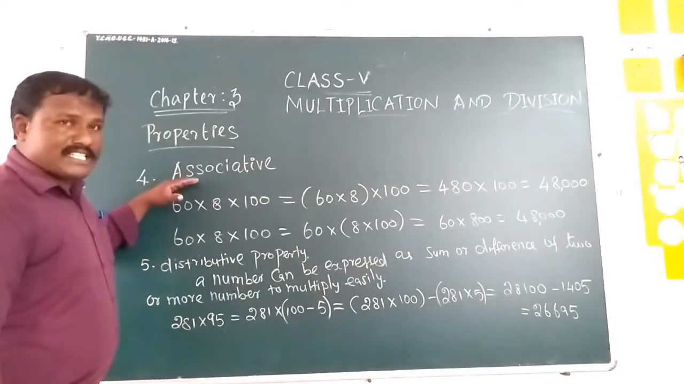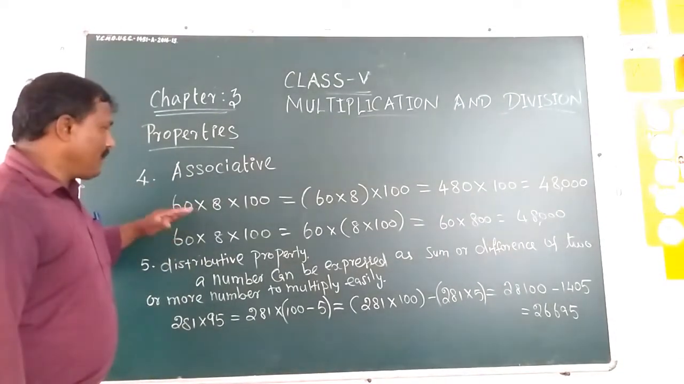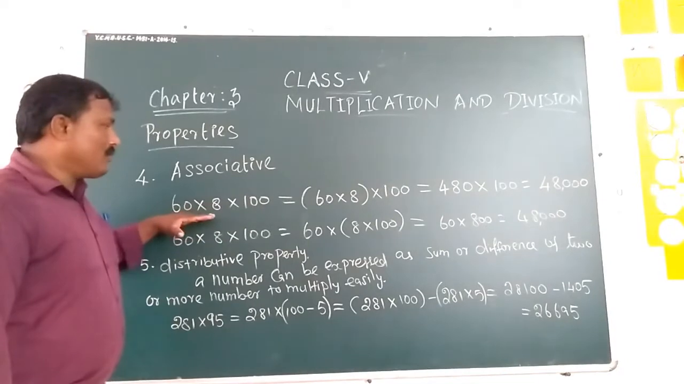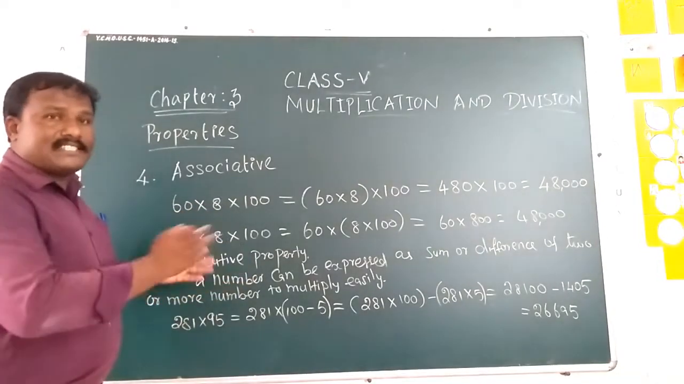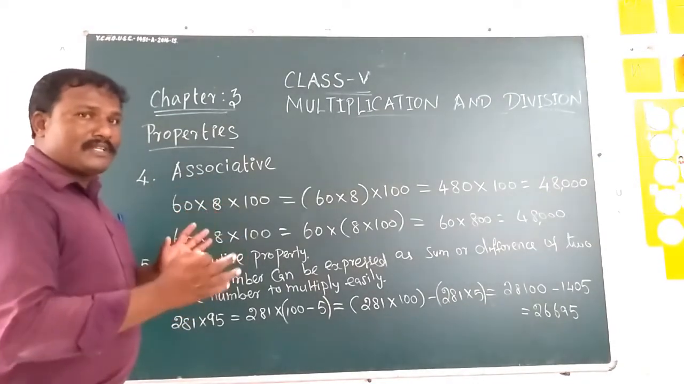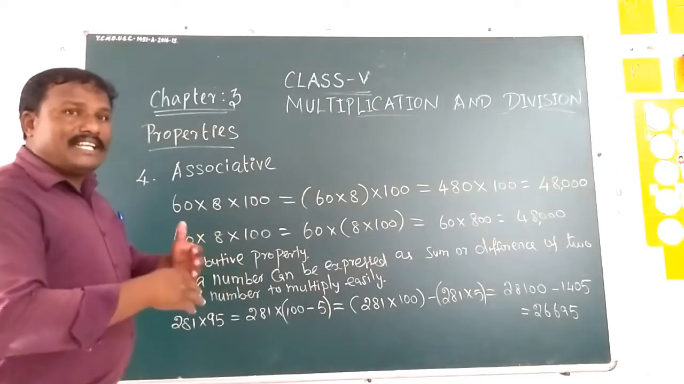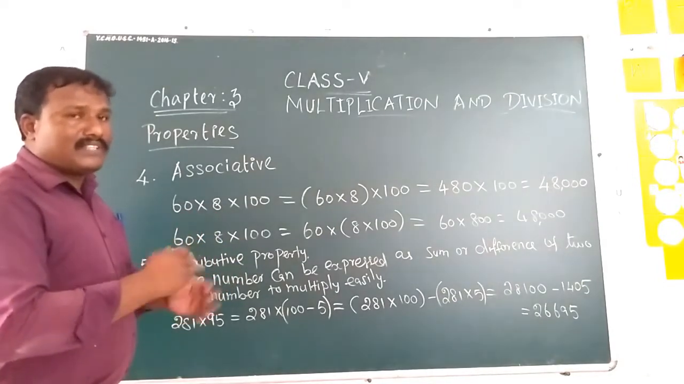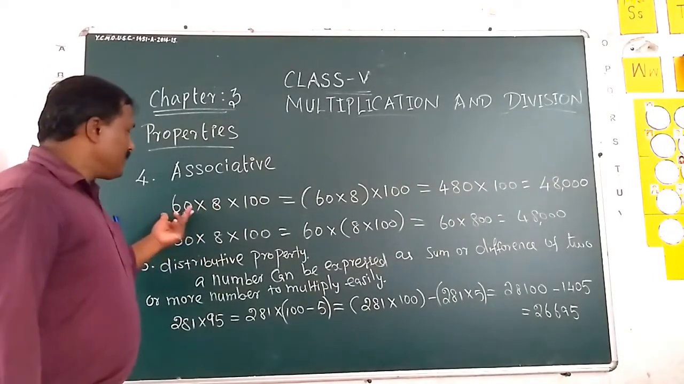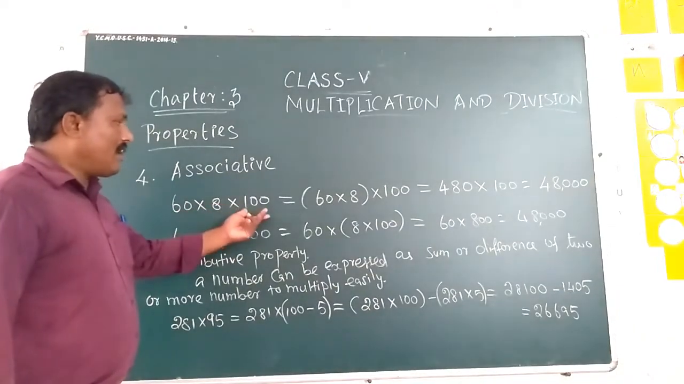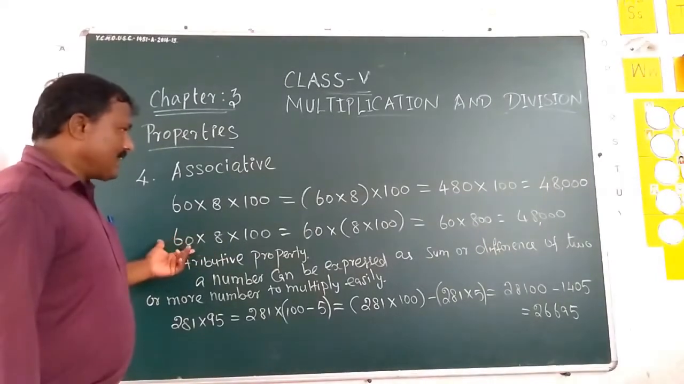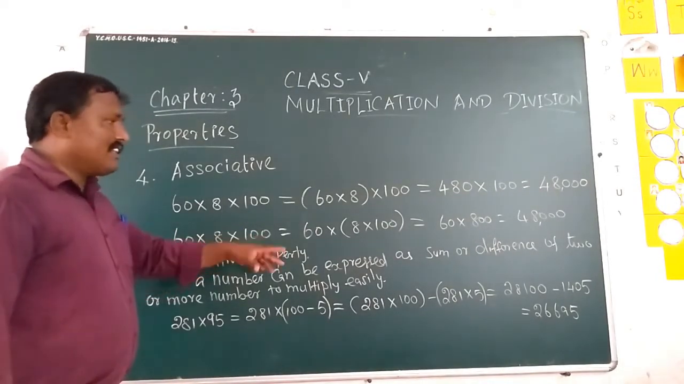What does this property say? Suppose, for example, 60 multiplied by 8 and then multiplied by 100. We can change the order. Associative means we have to take some group to solve the sum easily. First I will take this as a group: 60 multiplied by 8, then 100 is outside. The second time, I take 60 outside, then 8 into 100 as a group.